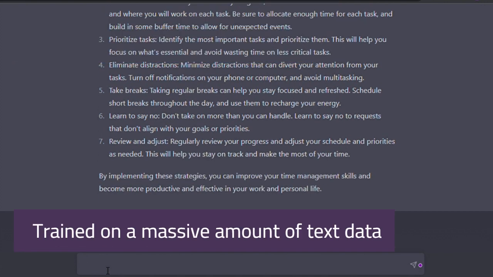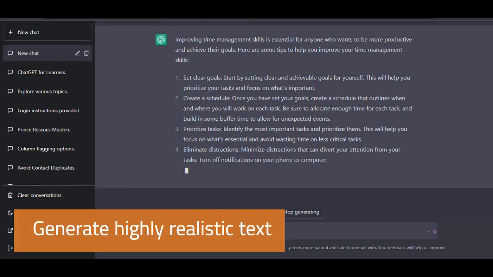ChatGPT is trained on a massive amount of text data, so it has a vast store of knowledge and can generate highly realistic text.